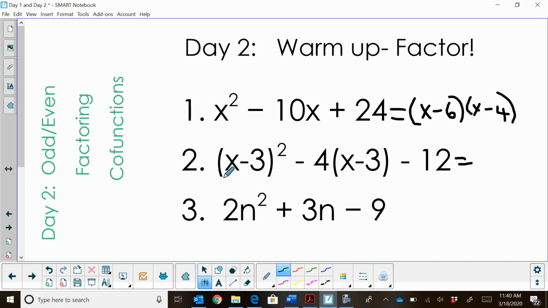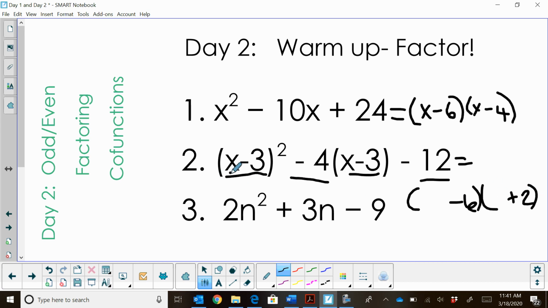But what happens if we have a quantity? Well, how is this one going to factor? So we have x minus 3, quantity squared, minus 4 times x minus 3 minus 12. So this works very similar to the previous one. We ask ourselves what multiplies to negative 12 and adds to negative 4. And the answer is negative 6 plus 2. So this one's going to factor into a negative 6 and a positive 2 as our two back terms in our binomials.